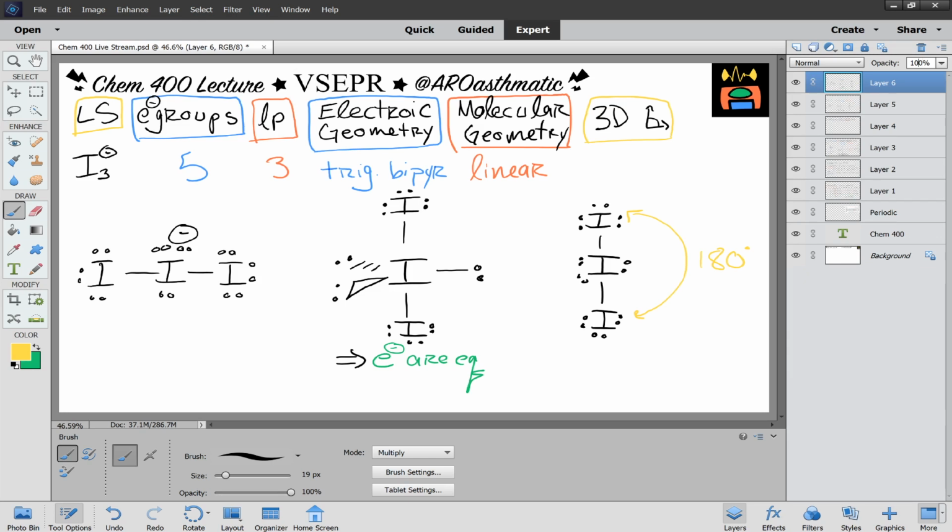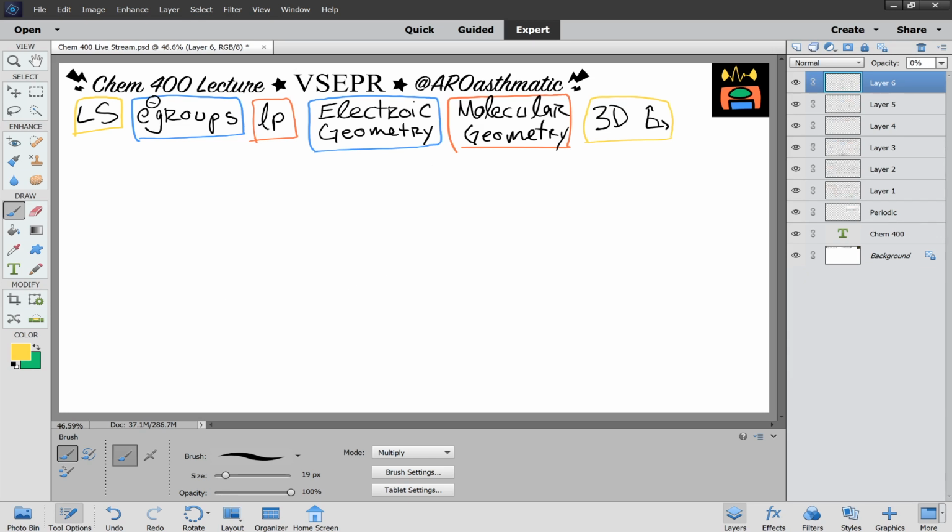All right. Now, we've conquered at this point electronic geometries with 2 electron groups, 3, 4, and 5. What happens when we have 8? No, not 8. 6, because 6 comes after 5. Let's look at SH6.